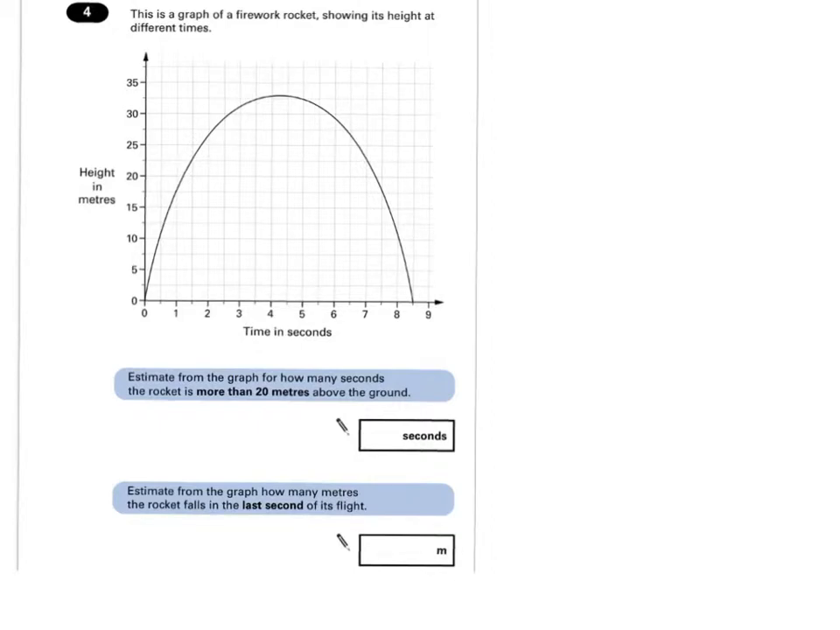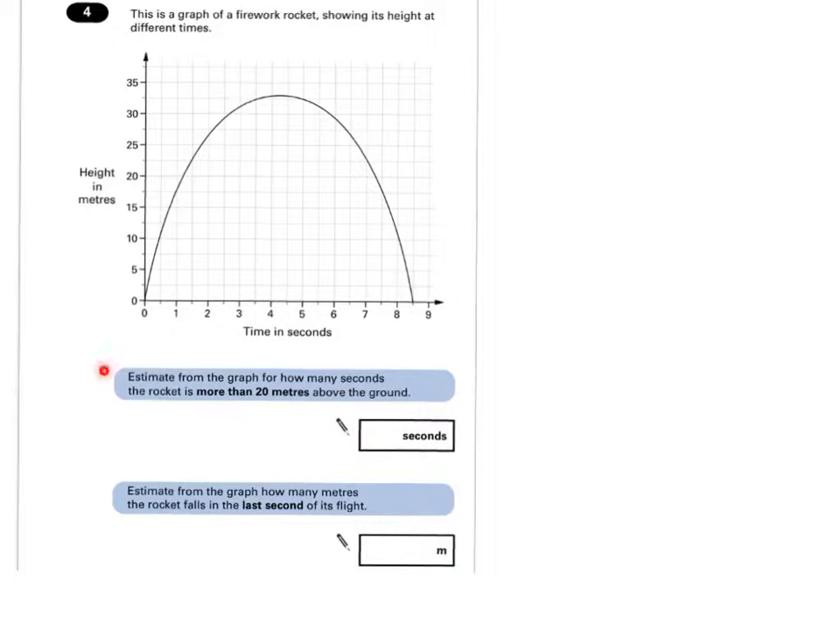Okay, here we go guys, question 4. This is a graph of a firework rocket showing its height at different times. On the vertical axis we've got height, the horizontal axis we've got time in seconds. And we can see that the rocket goes up into the air until it gets to its maximum height and then it falls back down to the ground.